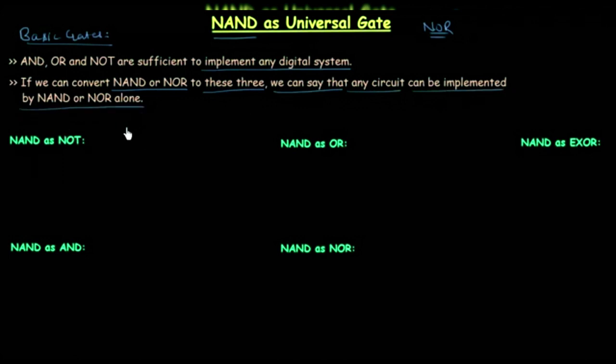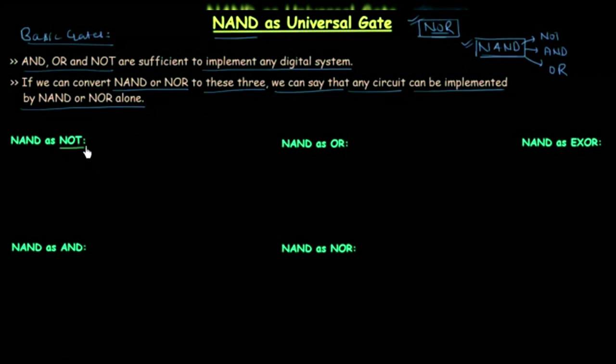This is very simple. We can implement any digital system by using basic gates, AND, OR and NOT. And if I can convert NAND to NOT, NAND to AND, and NAND to OR, if I can convert NAND to these 3, I can say that NAND is a universal gate. Because by using these 3 we can implement any digital system, and as we can have NOT, AND and OR by using NAND only, we can implement any digital system by using NAND only. And the same thing is applicable for NOR. In this lecture we will deal with NAND gate. In the next lecture we will deal with NOR.